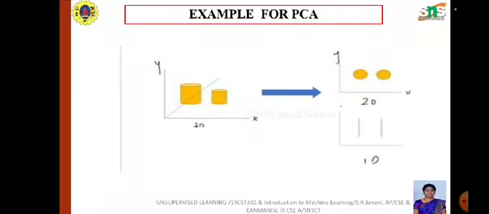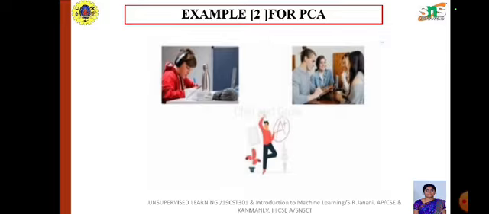So here we have a three-dimensional cylinder diagram. So let's see this image. So this three-dimensional image is converted into two-dimensional as a circle. Then the two-dimensional is converted to the one-dimensional as a straight line. So it is also one of the other examples for principal component analysis.